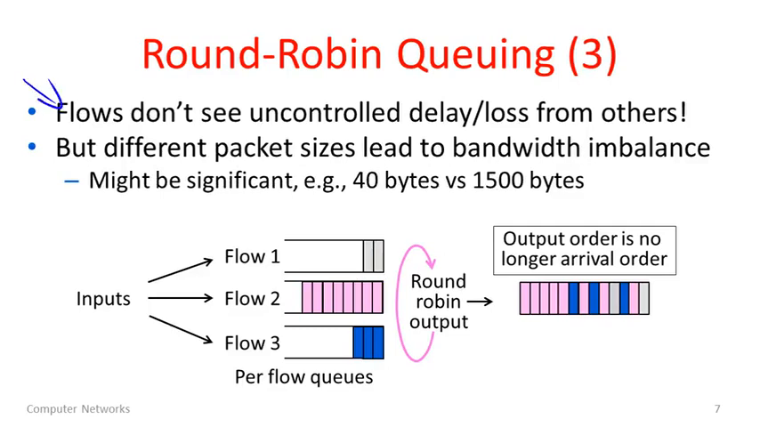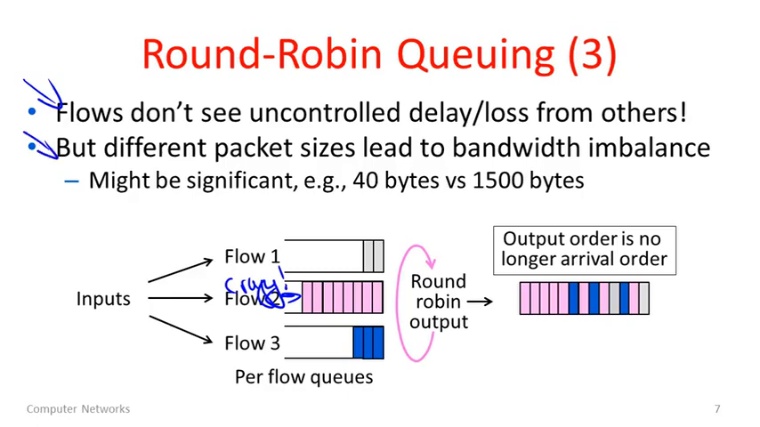So that's this point. It's better. So flows no longer see uncontrolled delay or loss, as I stated here, from the other flows, even if those other flows are very aggressive. So even if another flow, you could consider that flow 2 here goes berserk. Flow 2 goes crazy. Even if flow 2 goes crazy, it really can't slow down traffic from flow 1 and flow 3 going out the output link. If there is a packet from flow 1 or flow 3 waiting in their queue to go, they will get to send 1 packet every 3 output packets, regardless of whether flow 2 goes crazy or not. So this is definitely a step in the right direction in terms of fairness.